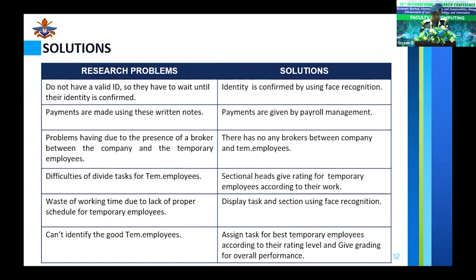The payments are given by the payroll management system. Problems had been due to the presence of brokers between the company and the temporary employees. There are no brokers between the company and temporary employees now. Another problem was the difficulty of dividing tasks for temporary employees.